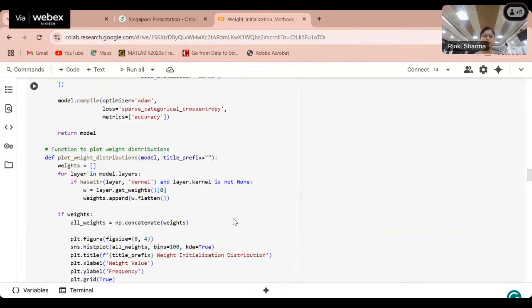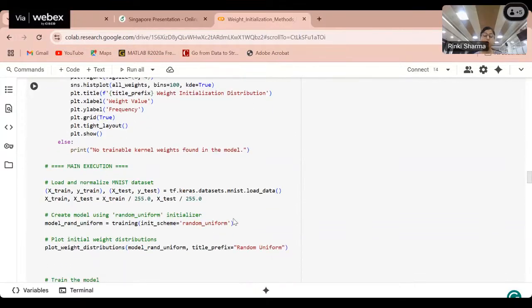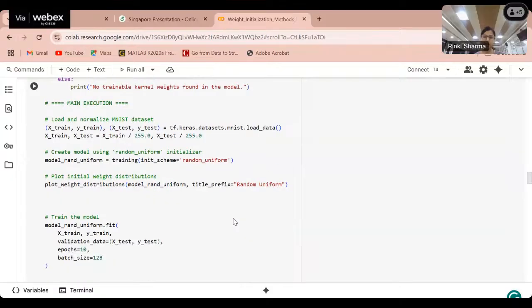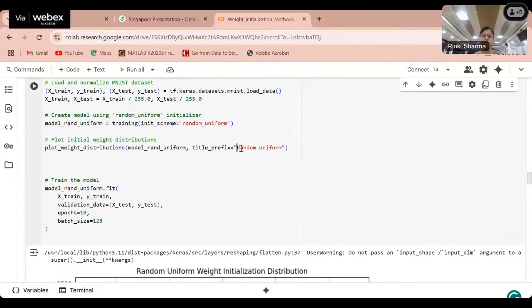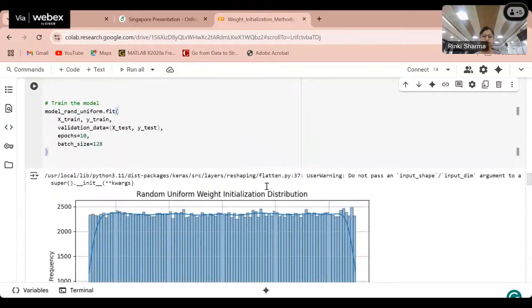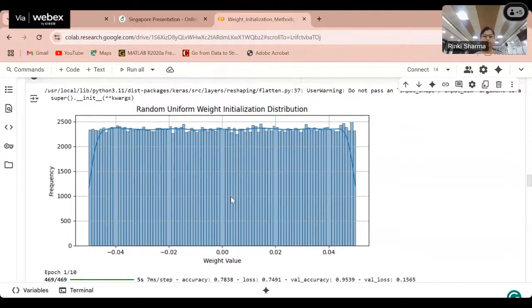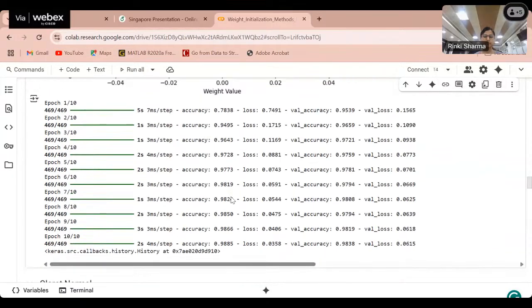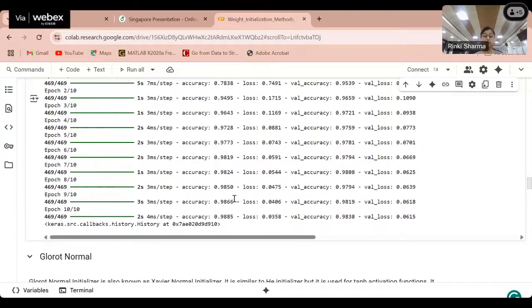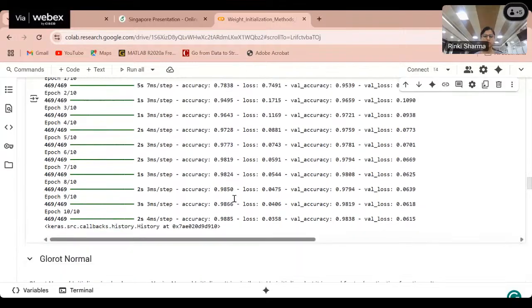Now random uniform. All things are the same in every code. We just have to change the string to random uniform and see how the distribution will look. Random uniform will take equally likely probabilities for the entries from minus 0.05 to 0.05. So this is the training using random uniform.